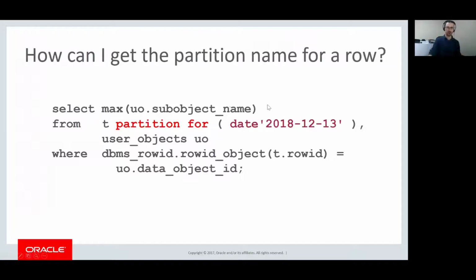So here we are getting December's partition. We can then join that to user objects on the data object ID to find the partition name, the subobject name, and extract those values out. So this is a neat little trick: you say, I've got a value, I want to find the corresponding partition for it. One thing to be aware of is that the value you pass in here must be a literal. You can't use a bind for it, unfortunately, which is a bit of a pain in some scenarios. So you might have to use dynamic SQL for this.